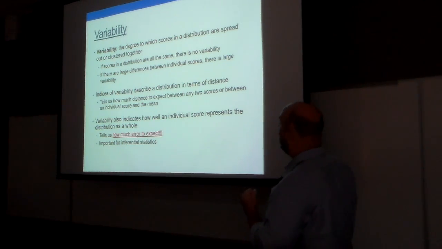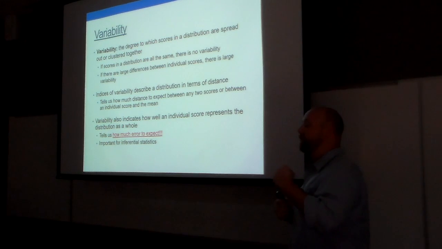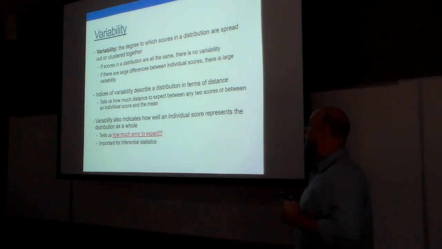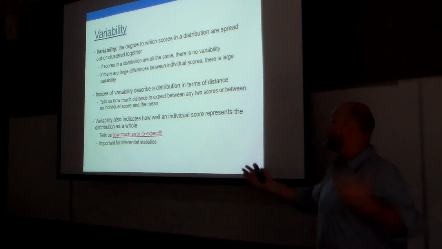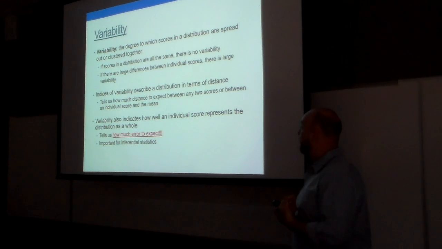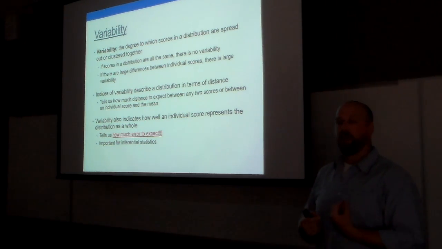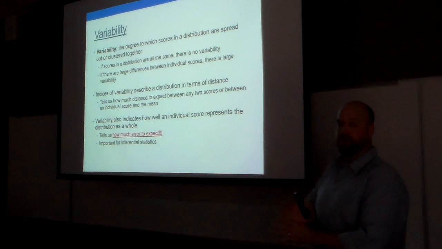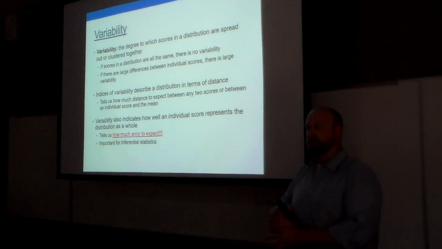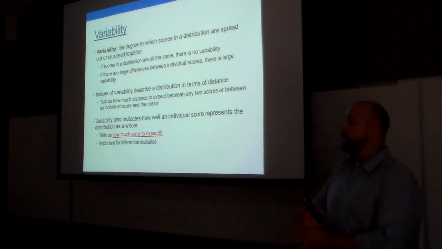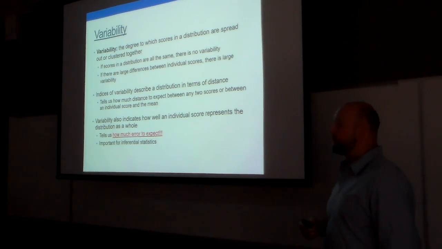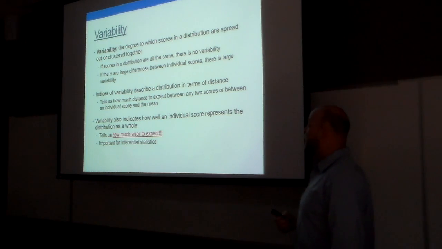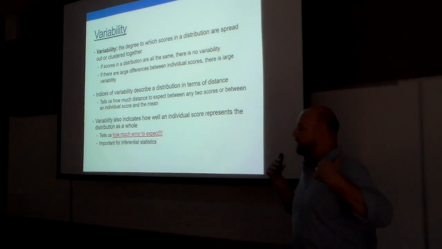Variability. If we're moving away from central tendency and talking about the degree to which scores in a distribution are separated out or clustered together. If all of our scores in a distribution are the same, there's no variability. If there's no variability, do we have a variable? No, we have a constant. But we can get a distribution where everything's pretty clustered together, or we can see large differences between individual scores, and then we would identify that as having a lot of variability.